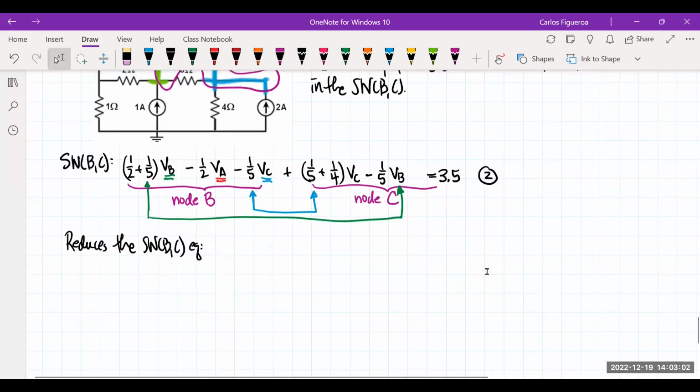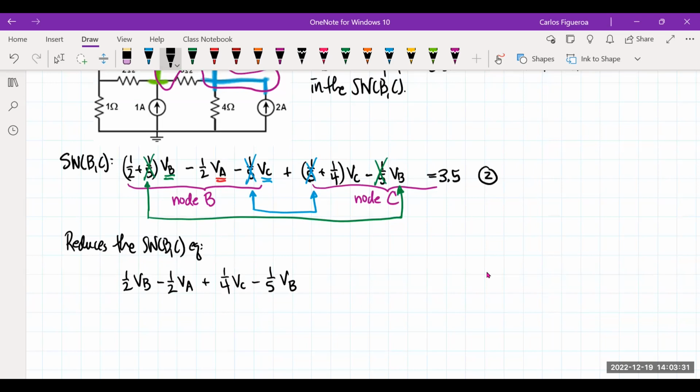So if you look at this, this guy gets canceled out with that guy, and this guy right here gets canceled out with that one. So the equation that you have at the end is 1/2 VB minus 1/2 VA plus 1/4 VC minus 1/5 VB. Wait, that can't be right. All of the fifths should cancel out.